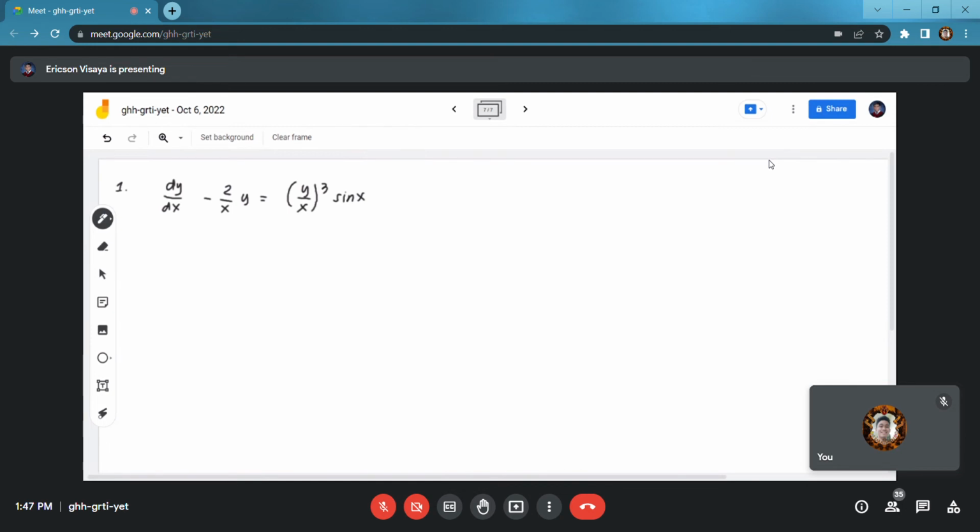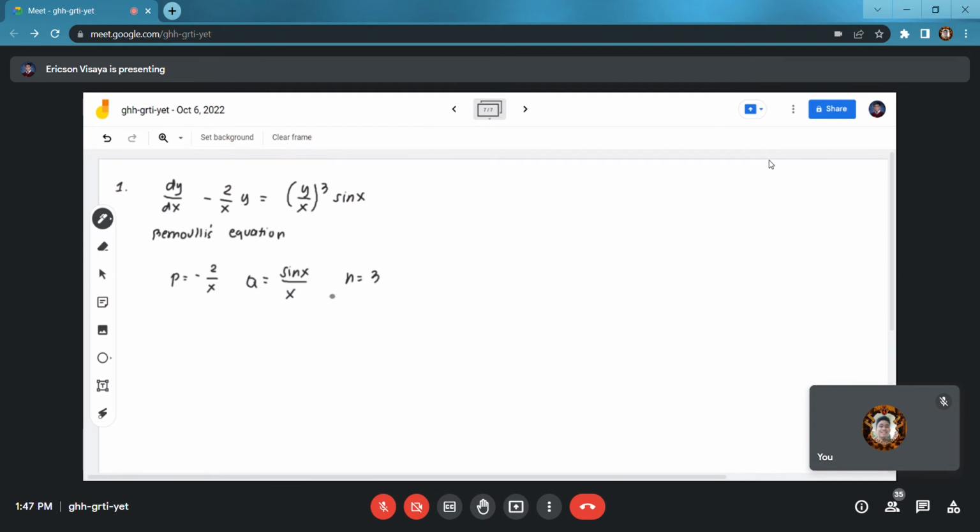So, bali, identify muna natin ito. Ito ay isang Bernoulli's equation na tawag dito. Wherein yung p natin, p is equal to negative 2 over x. Tapos yung q natin is equal to sine x over x. And yung n natin, n ay equal to 3.